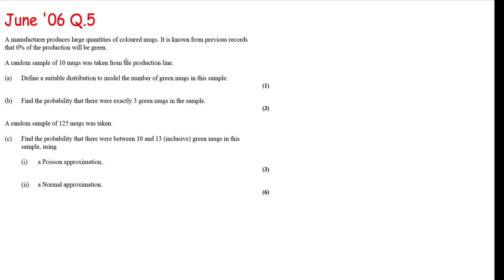Well, we're taking out a selection of mugs, so there's a number of trials, and I want to know are they green or not. So we have a success. Let x be the random variable green mug. That means x has a binomial distribution. The number of trials is 10 because we're taking a sample of 10, and the probability of success is going to be 0.06.